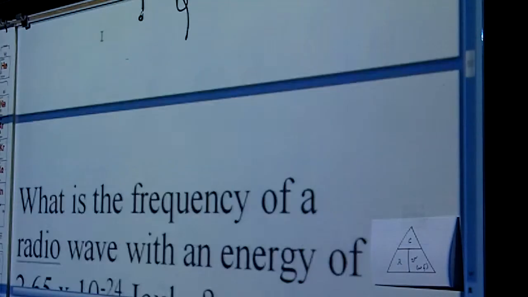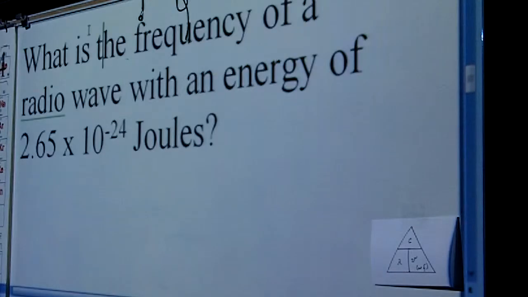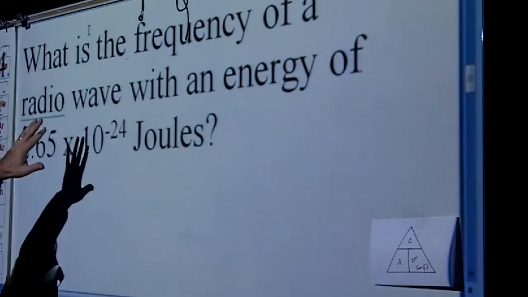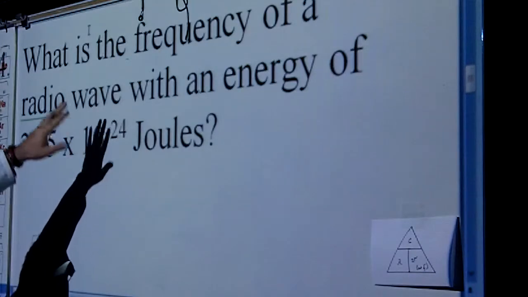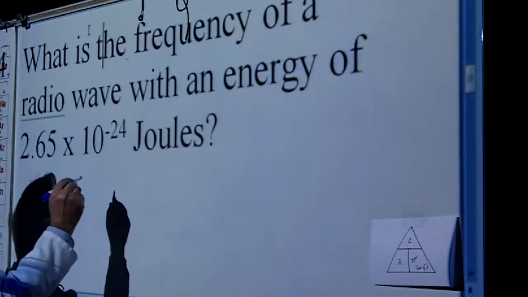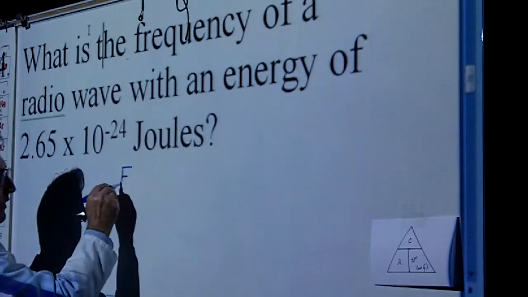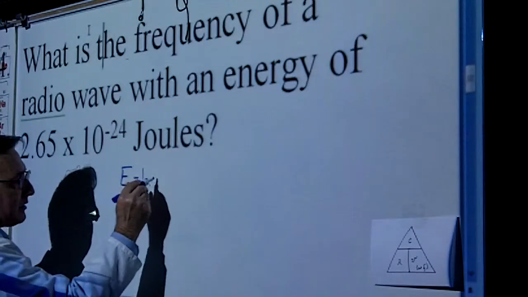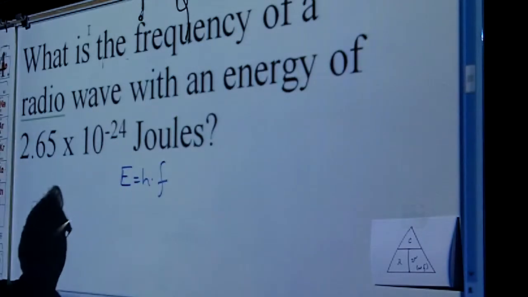And number 4 says this. It says, what is the frequency of a radio wave with an energy of 2.65 times 10 to the minus 24th joules? Another energy problem. They're giving me the energy this time, and they want to know the frequency. So what equation do I use? We have energy is equal to Planck's constant times the frequency.